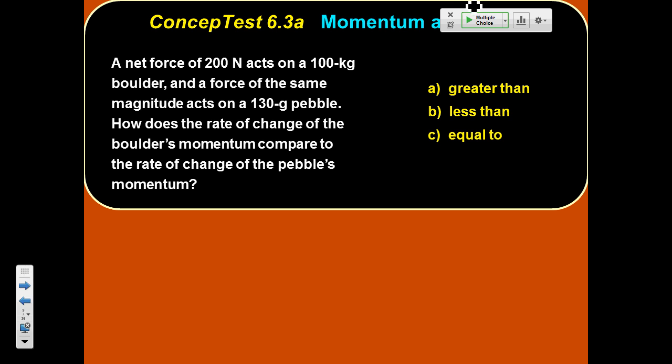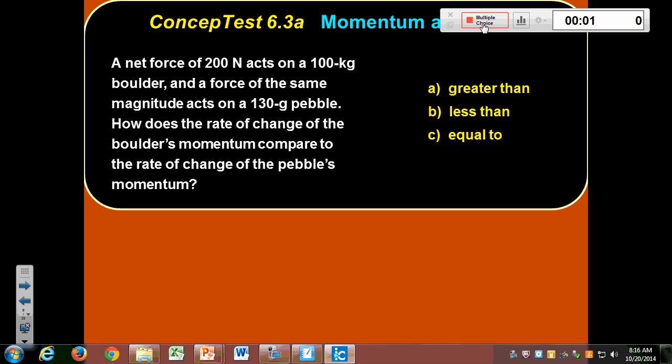All right. A force acts on a 100 kilogram boulder, and a force of the same magnitude acts on a 130 gram pebble. What is the rate of change of the boulder's momentum compared to the rate of change of the pebble's momentum? Same force acting on these two very different bodies. How do their rates of change in momentum compare?